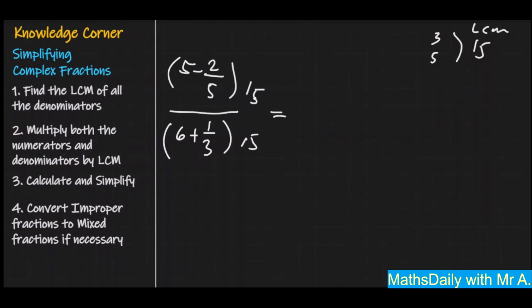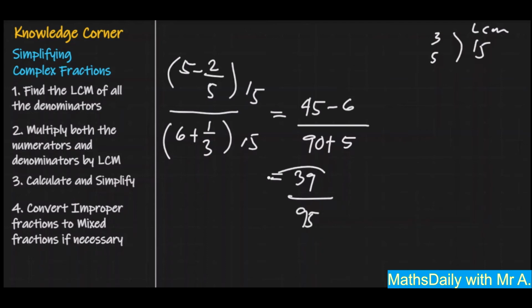This is equal to 15 times 5 is 45, minus 15 times 2, 30 divided by 5 is 6, over 15 times 6 is 90 plus 15 times 1 is 15 divided by 3 is 5. So this will give us 45 minus 6 is 39 over 95. So this is the final answer.